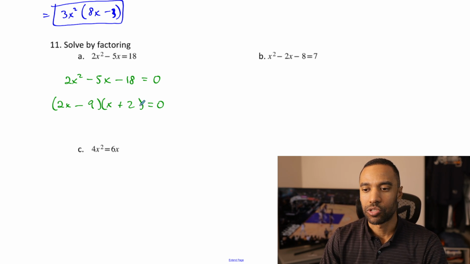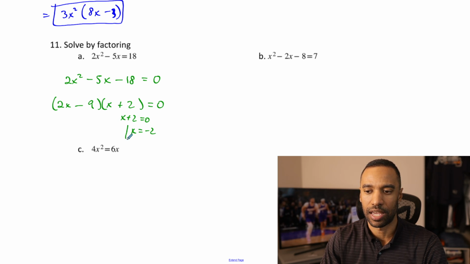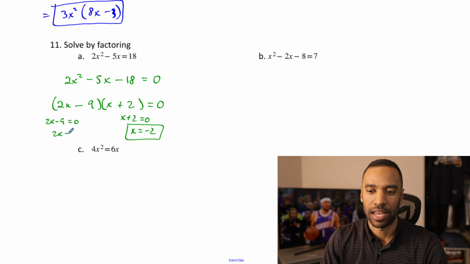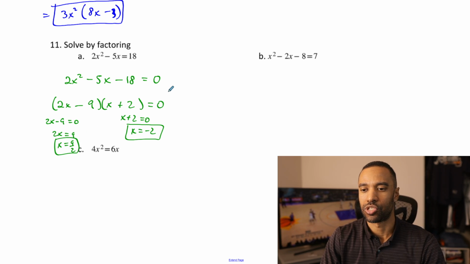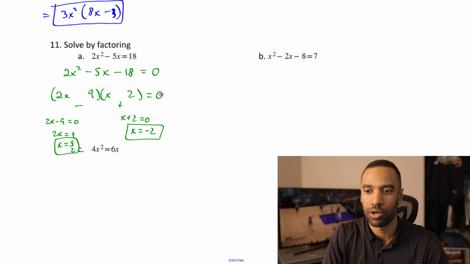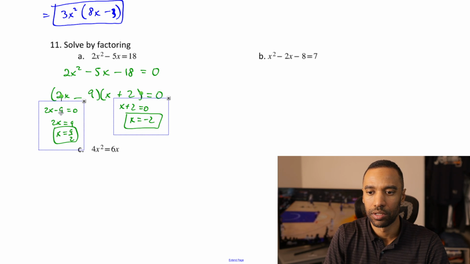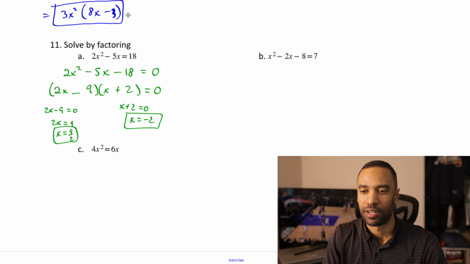There it is. Now to solve this, we're going to use zero product property. If this times this equals 0, either this equals 0, so x is negative 2, or this equals 0. When I add 9 to both sides, I then divide by 2 and I get 9 halves. So there are two solutions. All right. It's number 11a.